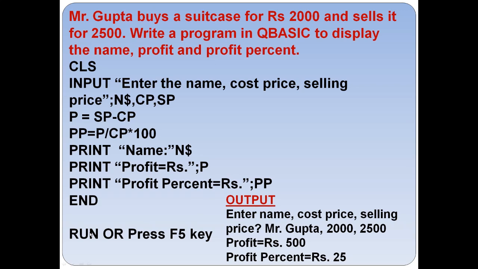Then we will press run, or press the F5 key. Now the screen will ask enter name, cost price, selling price, then a question mark. It means now we will write the name Mr. Gupta, then we will write the cost price which is given in the question, then we will write the selling price 2500. Now profit is equal to 500, and profit percentage is equal to 25.